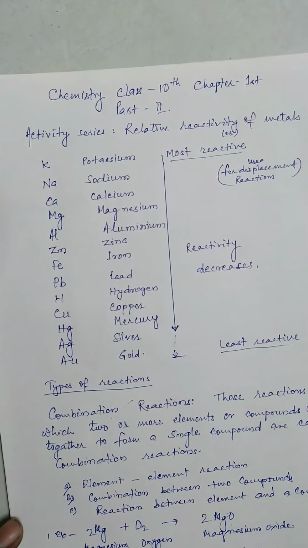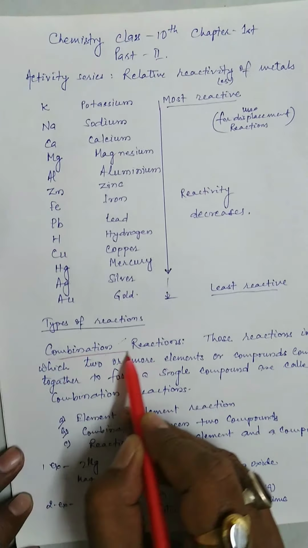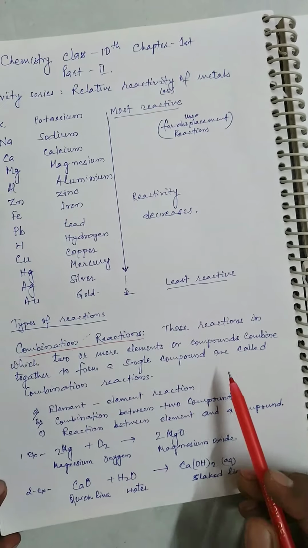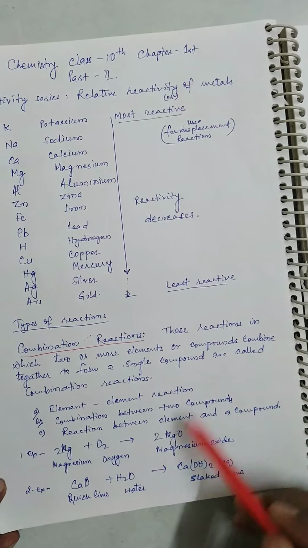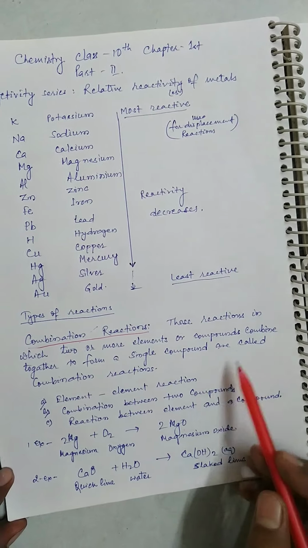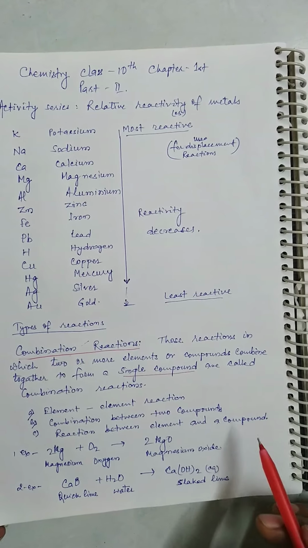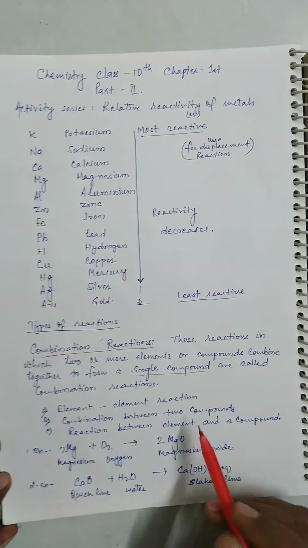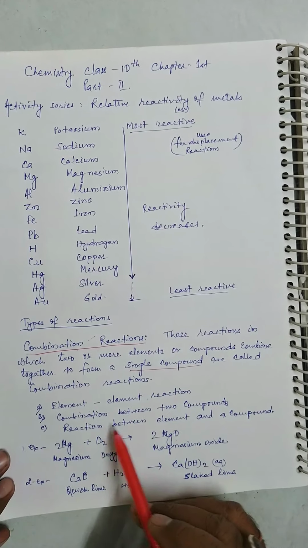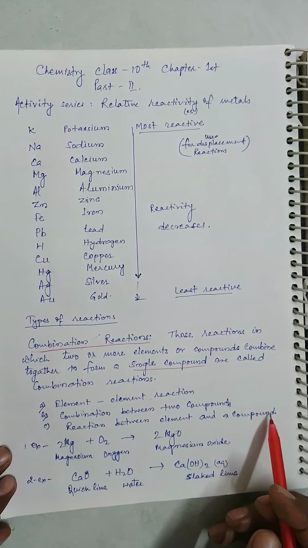Now, first, combination reaction. Those reactions in which two or more elements or compounds combine together to form a single compound are called combination reactions. It means formation of a single compound is called a combination reaction. A combination reaction may be element-element reaction, compound-compound reaction, or element and compound reaction.